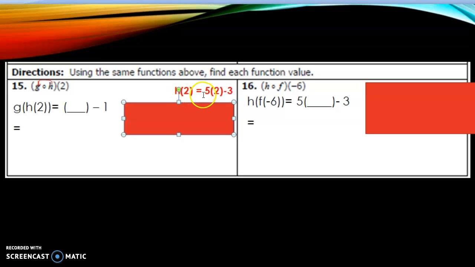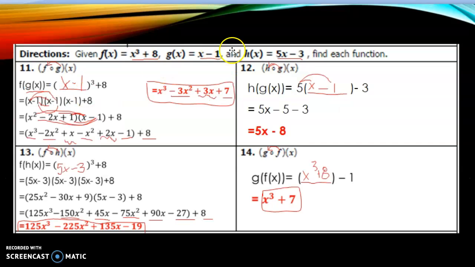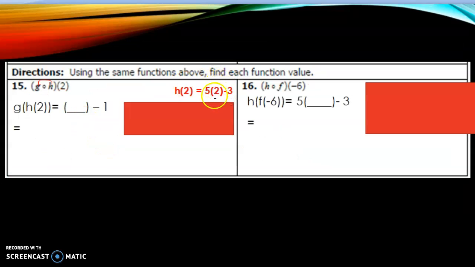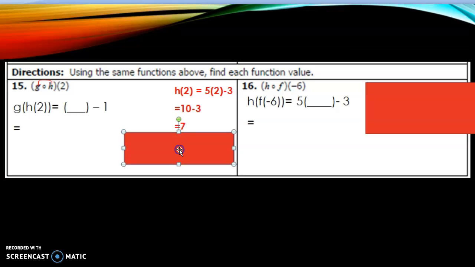h of 2, well, if I look back, h is 5x minus 3. Instead of x, I've got 2. So 5 times 2 minus 3. 5 times 2 is 10. 10 minus 3 is 7. So h of 2 is actually 7. In that blank, these ones are really nice because we don't have x anymore.